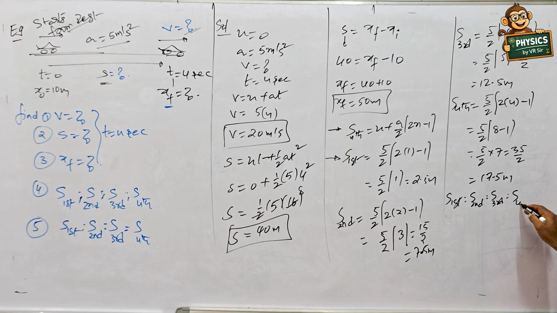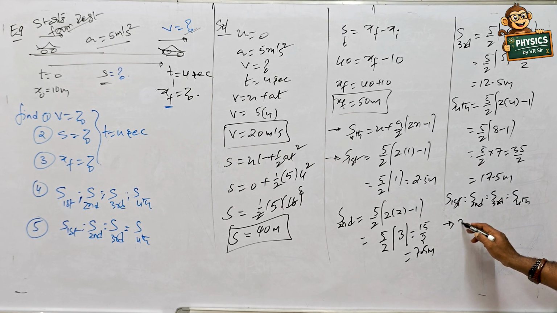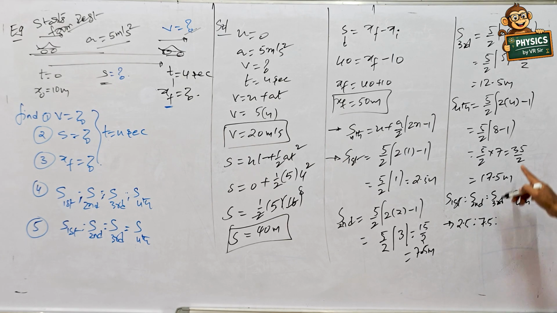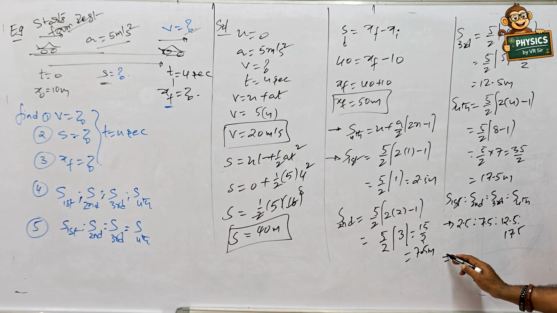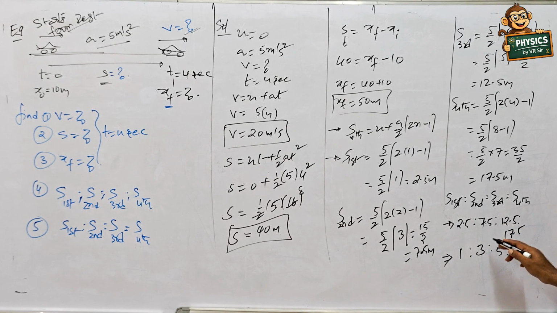Now if you observe the last one, S first is to S second is to S third is to S fourth, they are asking. Now S first is 2.5, isn't it? Is to next 7.5, is to next 12.5, is to next one 17.5. So what is the ratio you're going to take? This is 1 is to 3 is to 5 is to 7. So it is a ratio of odd integers, if you observe. So this ratio of odd integers is valid.